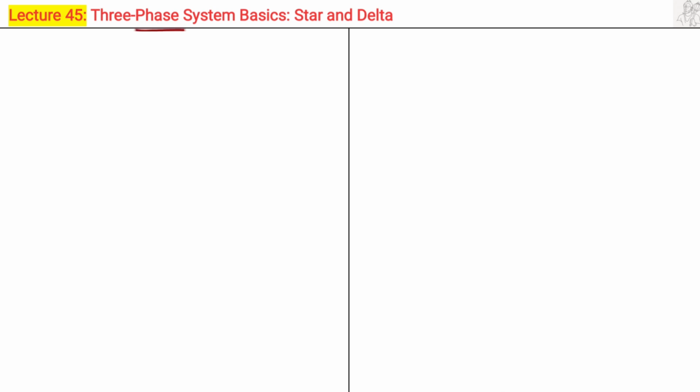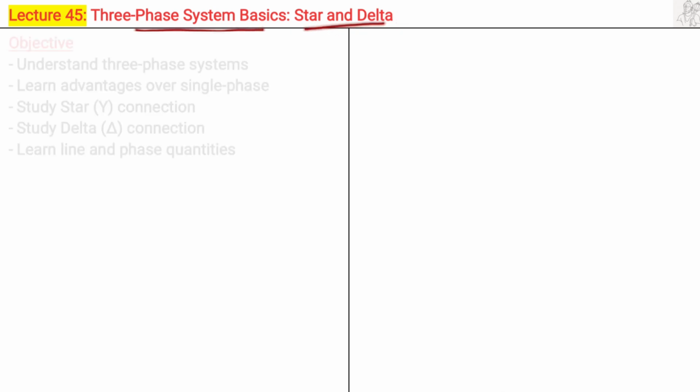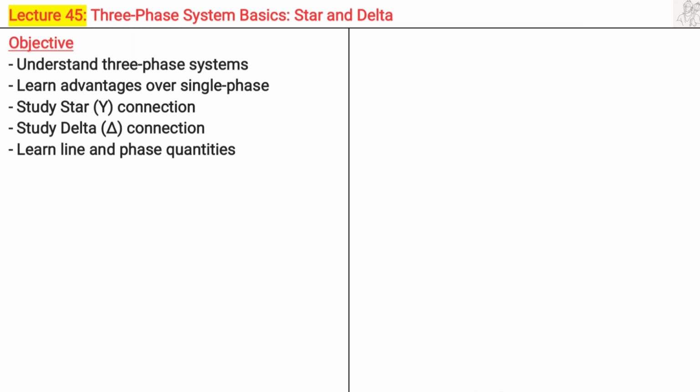Lecture 35, Three-Phase System Basics, Star and Delta Connection. The objective of this lecture is to understand the three-phase system, learn about its advantages over single-phase system, study star and delta connection, and learn about line and phase quantities.